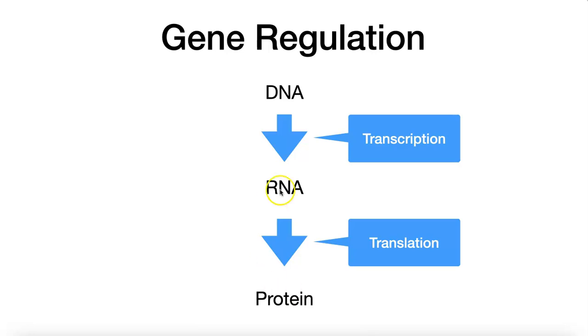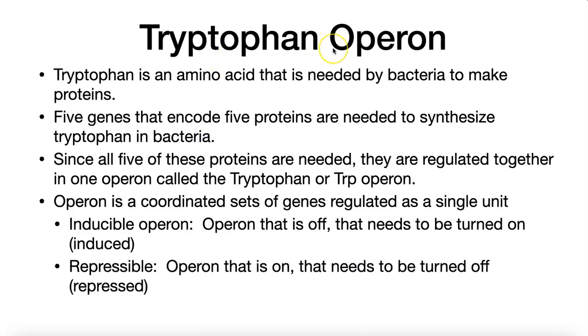And so there's a process of turning off DNA, meaning it's not going to be transcribed, and so no RNA is going to be present. And if there's no RNA present, then obviously proteins can't be made as well. This process of turning off a gene and then turning it on is called gene regulation. In bacteria, they use a series of gene regulation called operons. We're going to be talking about two operons: the lactose operon in one video, and in this video, the tryptophan operon.